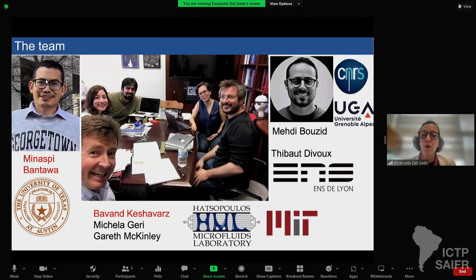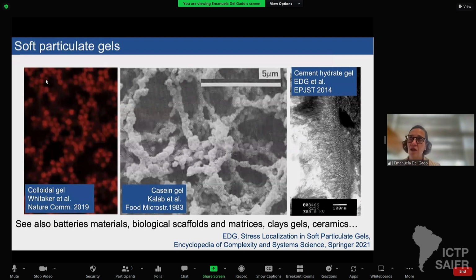Basically what we are interested in is the formation of soft particulate gels, which are gels that form and are relevant to all sorts of phenomena and all sorts of materials. They occur when you have small particles, nanoparticles, micron-sized particles in a solvent, and they interact mainly through attractive interactions mediated by the solvent. Through these interactions, they spontaneously self-assemble into these complex gel networks.